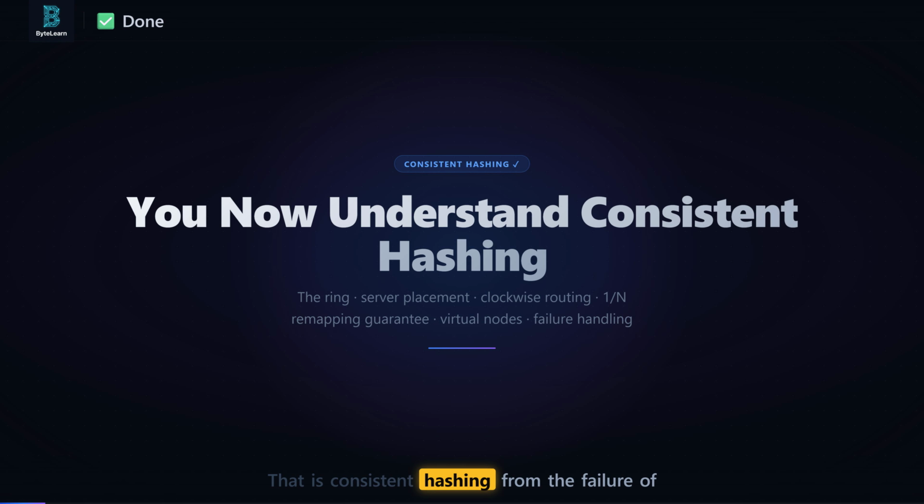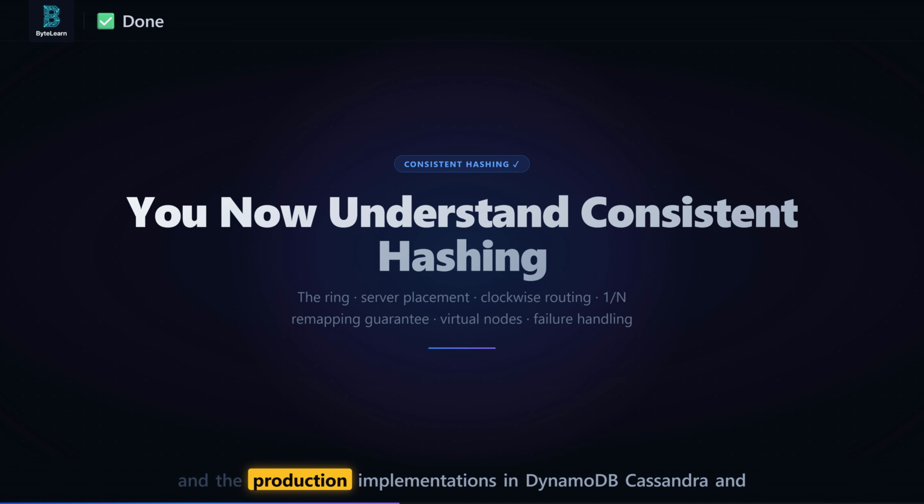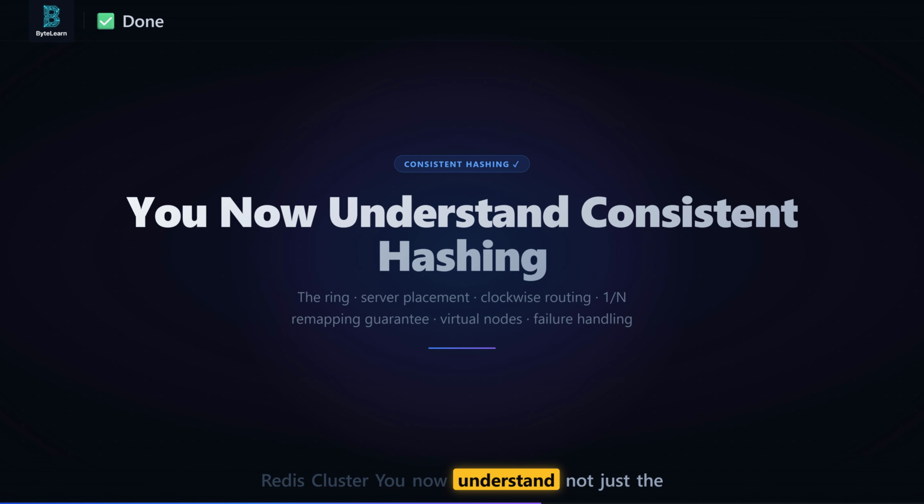That is consistent hashing, from the failure of modulo hashing through the ring structure, the 1 over n remapping guarantee, virtual nodes, failure handling, and the production implementations in DynamoDB, Cassandra, and Redis Cluster. You now understand not just the algorithm, but why it was invented, how it is deployed at scale, and what it enables for distributed systems at Indian internet scale.